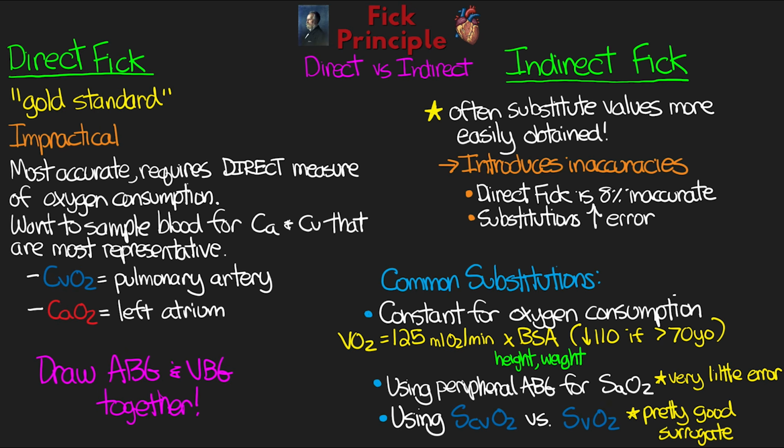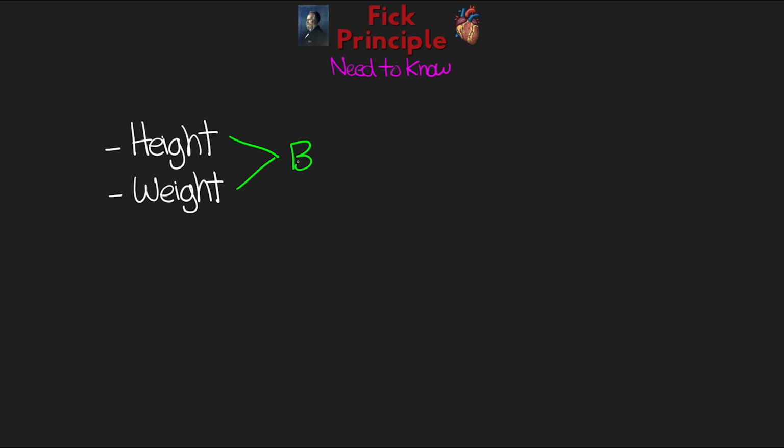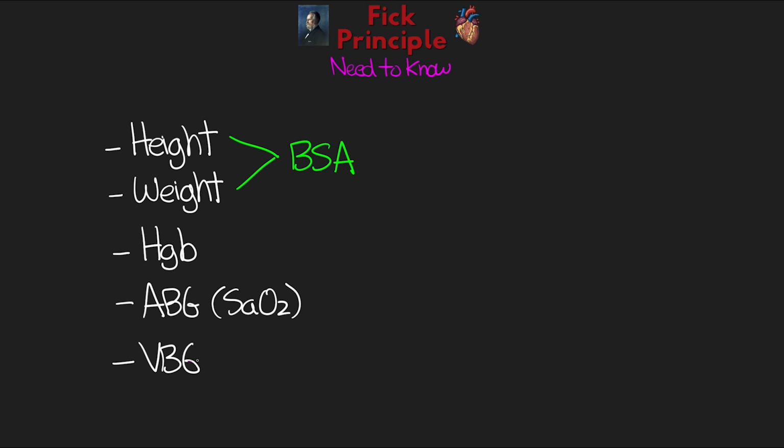All right, so we went over quite a bit of information about how we do this calculation and how we get to this measure. So I do want to just quickly review the things that we are going to need to know in order to do this calculation. We're going to need to know the patient's height. We're going to need to know the patient's weight. With these two things together, we can then calculate their body surface area. We also need to know their hemoglobin. We need to get an ABG for the saturation of arterial oxygen. We also need to get a VBG, either from a central or PA, for either the ScvO2 or the SvO2. And then we just plug these numbers into a calculator or do the hand calculation for it.